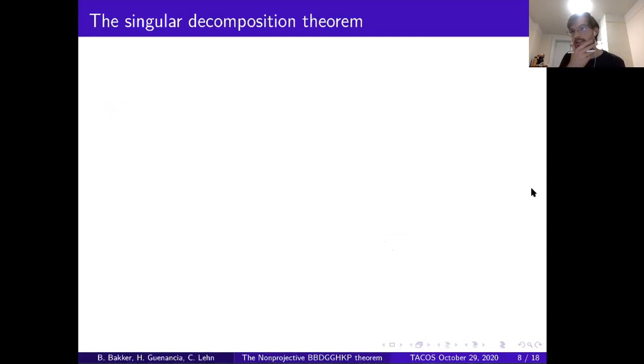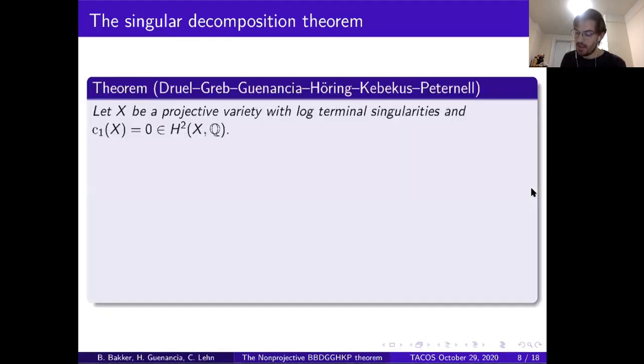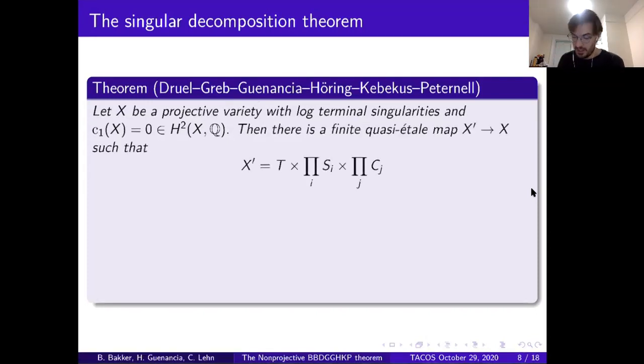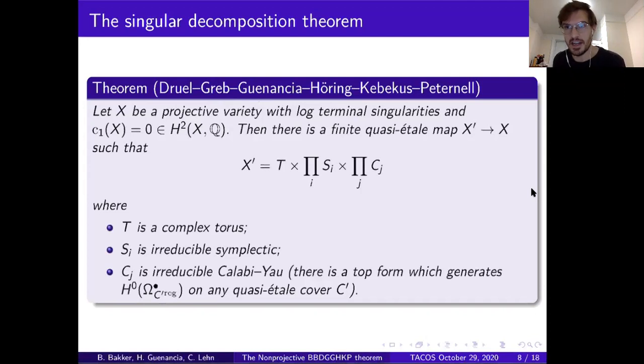Okay, so now let me state the singular version of the Beauville-Bogomolov decomposition theorem. And this is the BBDGGHKP theorem. This is the culmination of many years of work of Druel, Greb, Guenancia, Höring, Kebekus, and Peternell. And the theorem says the following: if X is a projective variety with log terminal singularities and vanishing first Chern class, then we have a decomposition into three sorts of pieces. And the three sorts of pieces are strongly analogous to the smooth case.